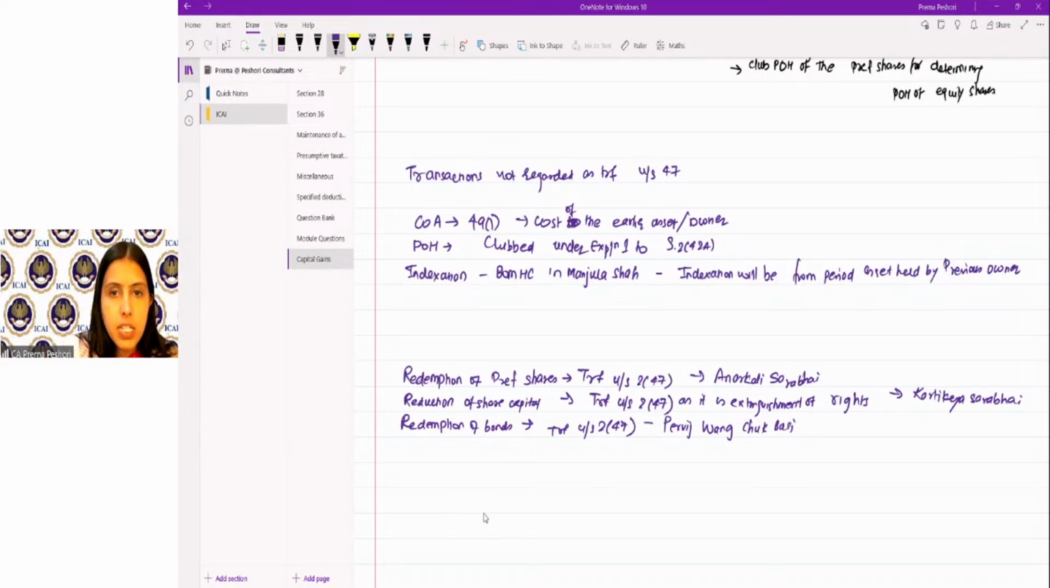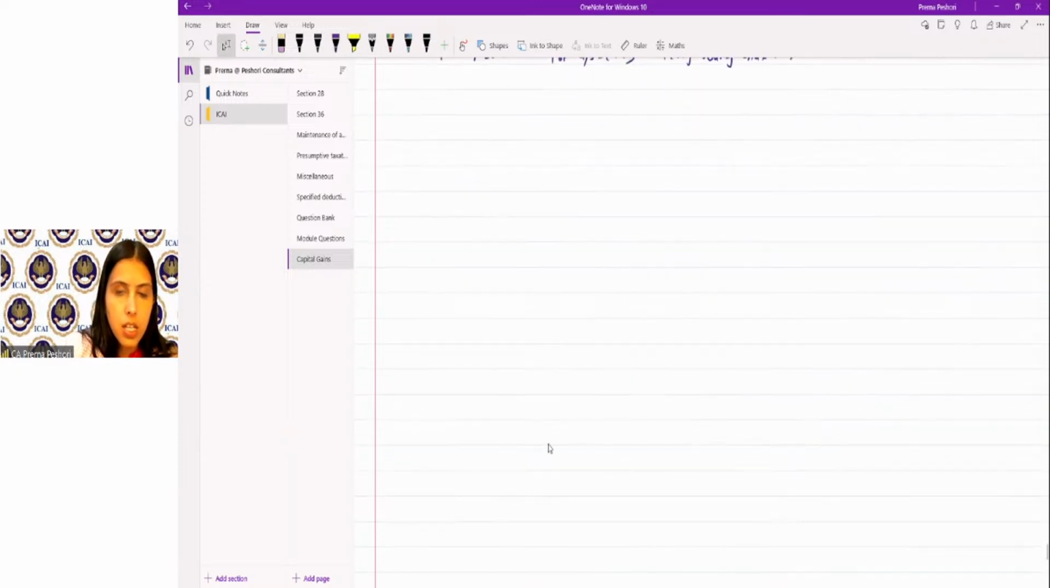Okay. Next is sovereign gold bond scheme.